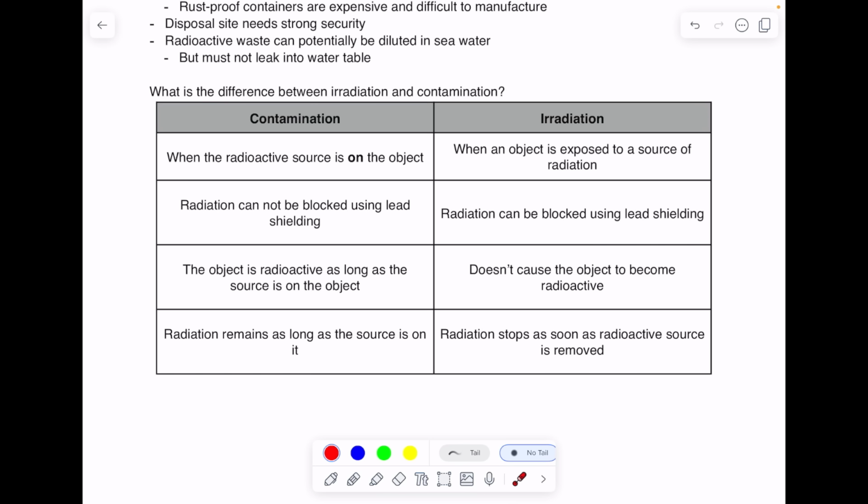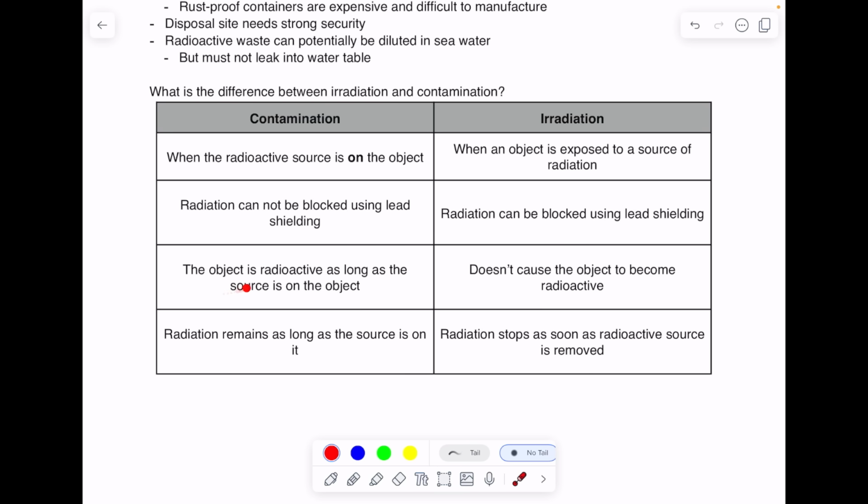If they're being really annoying, they'll ask you the difference between irradiation and contamination. So contamination is when the radioactive source is on the object, it is contaminating your object. Irradiation, as the name suggests, is when your object is exposed to a source of radiation. With contamination, because your object is contaminated, clearly you can't block the radiation using lead shielding. However, because irradiation is all about an object being exposed to a source of radiation, you can place lead shielding between the object and the radiation and therefore block the radiation.